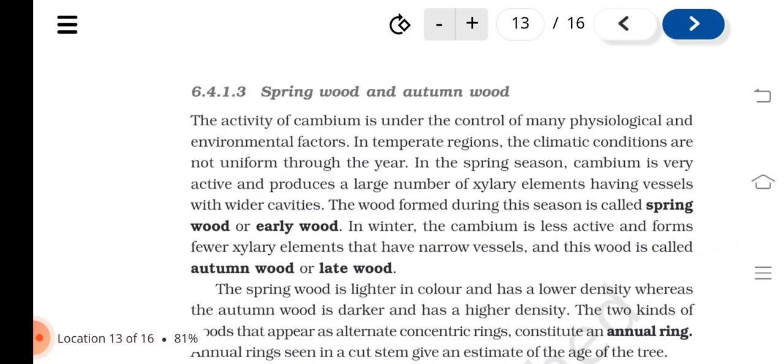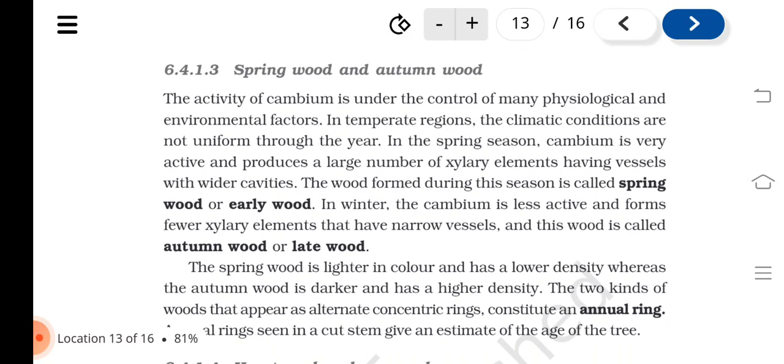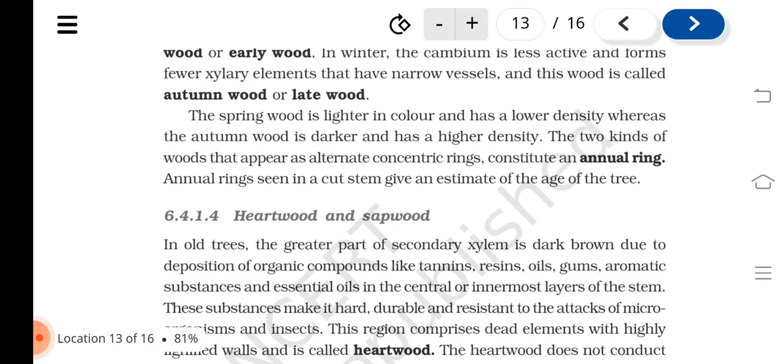Spring wood and autumn wood. The activity of cambium is under the control of many physiological and environmental factors. In temperate regions, the climatic conditions are not uniform through the year. In the spring season, cambium is very active and produces a large number of xylary elements having vessels with wider cavities. The wood formed during this season is called spring wood or early wood. In winter, the cambium is less active and forms fewer xylary elements that have narrow vessels, and this wood is called autumn wood or late wood.